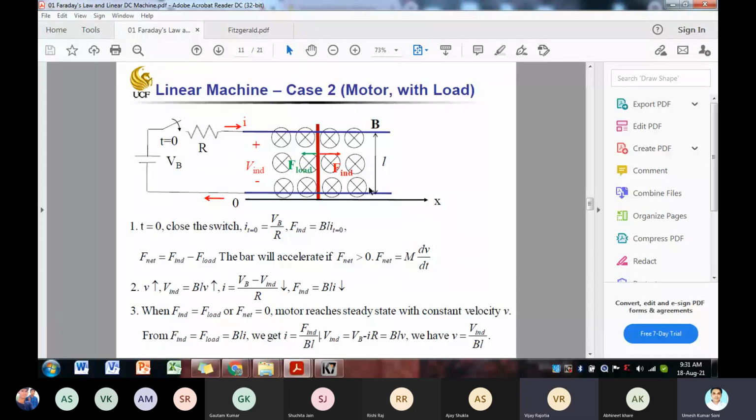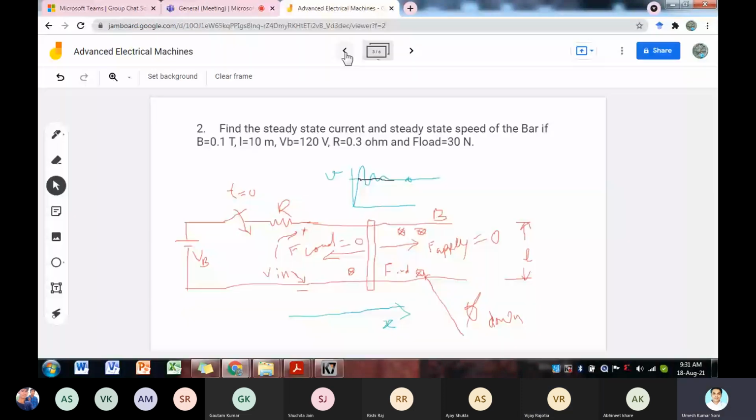I had told you previously in the tutorial class that there is a graph. I had shown you the graph here. You can see, you see here this velocity graph. There will be some acceleration, and acceleration, deceleration, and then steady state velocity will be there.